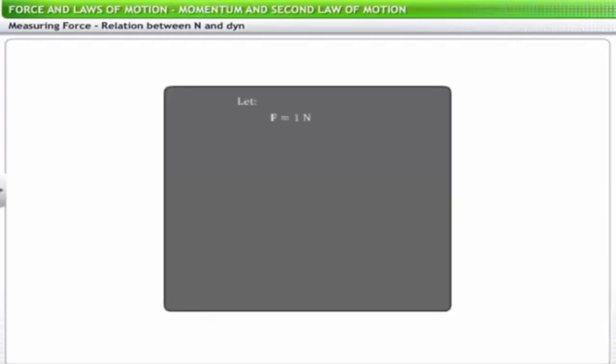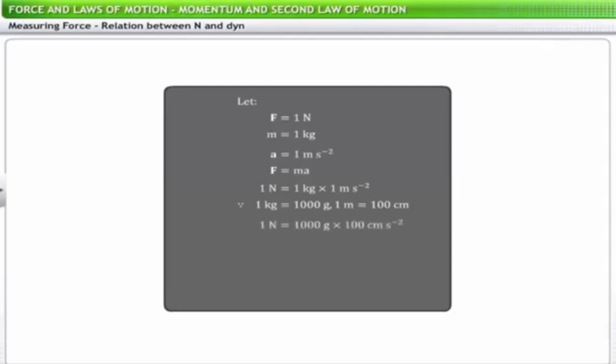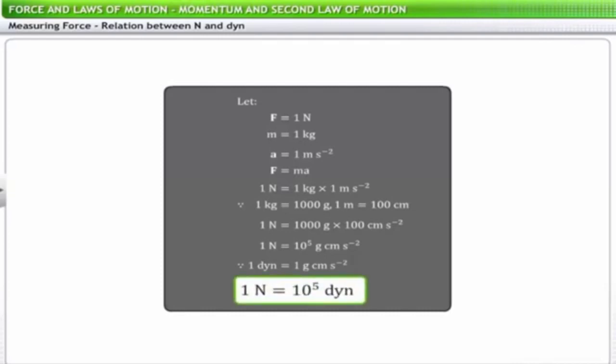Consider unit values for force, mass, and acceleration of an object, and substitute these values in the expression F equals ma. You get 1 Newton equals 1 kilogram meter per second square. Since 1 kilogram equals 1000 gram and 1 meter equals 100 centimeter, 1 Newton is equal to 10 raised to the power 5 gram centimeter per second square. Since 1 dyne is equal to 1 gram centimeter per second square, 1 Newton is equal to 10 raised to the power 5 dyne.